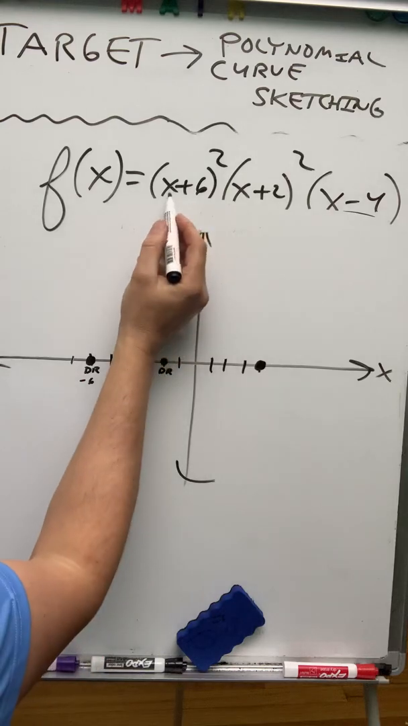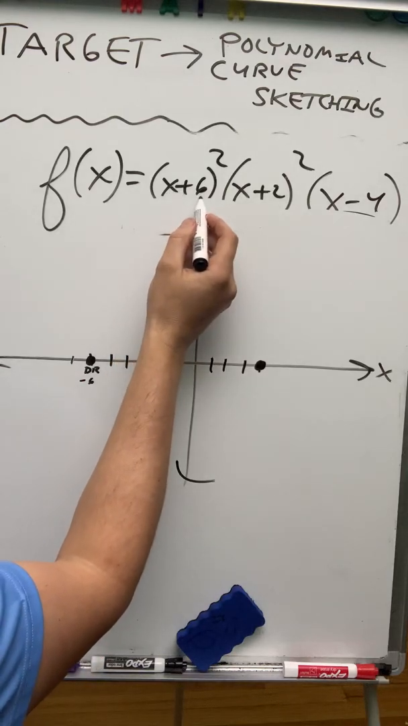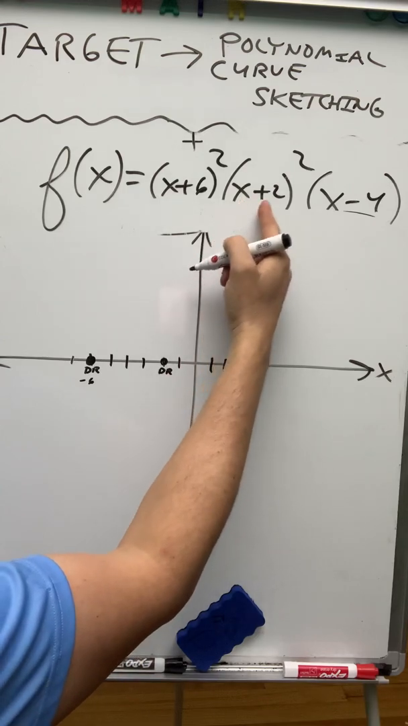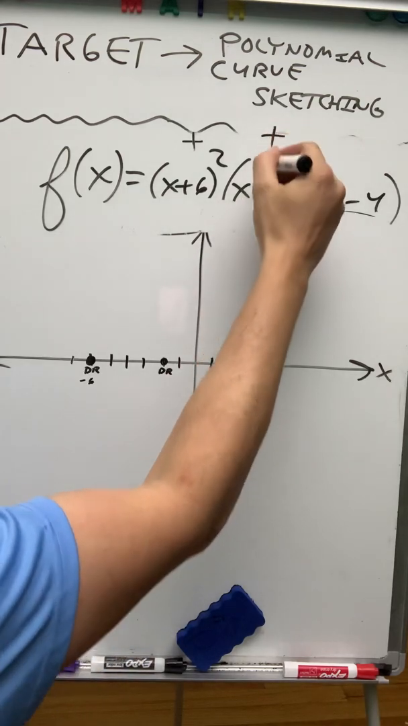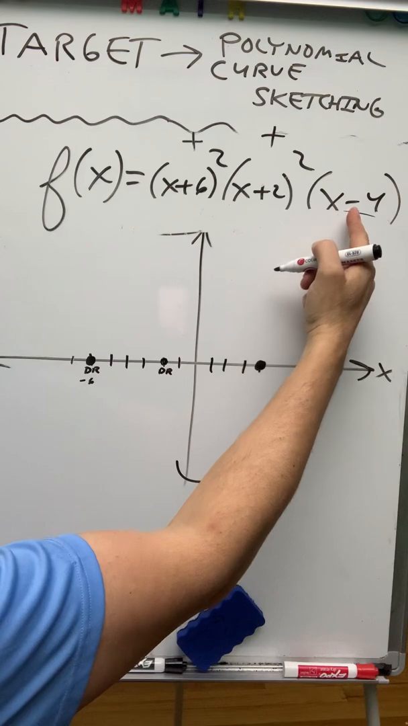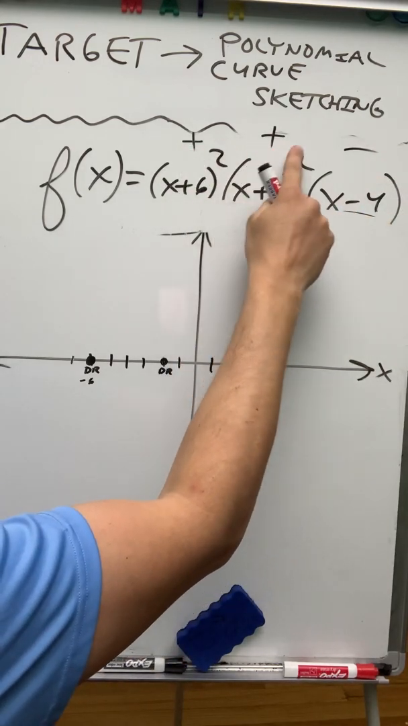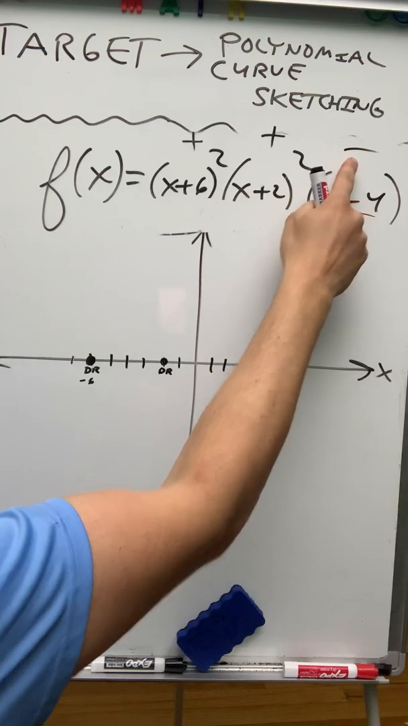So let's punch in a negative 7. Negative 7 plus 6 is negative, but when you square it, that's going to be positive. Negative 7 plus 2 is negative, but when you square it, that's going to be positive. And then negative 7 minus 4 is going to be negative. So a positive times a positive is positive, times a negative is negative.